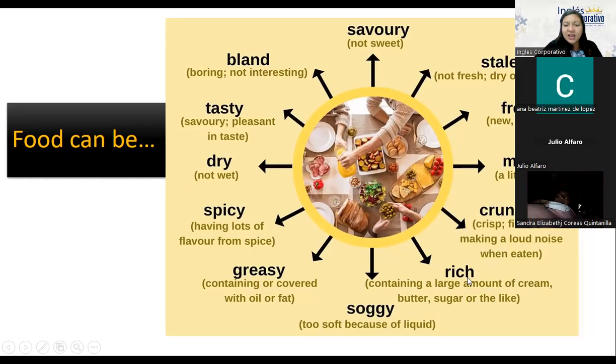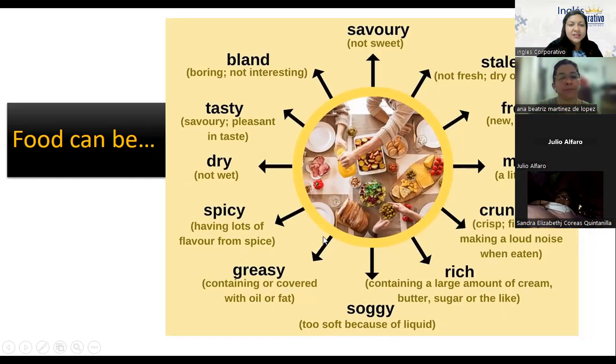Rich, containing a large amount of cream, butter, sugar, or the like. Soggy, too soft because of liquid. Greasy, with a lot of oil. Spicy, having lots of flavor from spice. And dry, which means not wet. Tasty, savory, pleasant in taste.